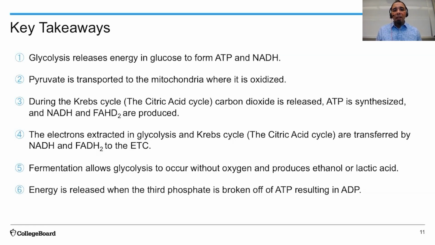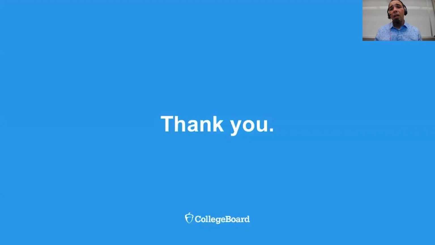The electrons extracted in glycolysis and the Krebs cycle, right, or the citric acid cycle, are transferred by NADH and FADH2 to the electron transport chain. So again, go back, maybe draw the picture and annotate it. Fermentation, again, allows glycolysis to occur without oxygen, and it produces ethanol or lactic acid. And again, if you're kind of curious about what ethanol or lactic acid are, pause the video, maybe put a question in the Zoom chat, or maybe just Google them. And then finally, energy is released when that third phosphate is broken off, resulting in ADP, and you release some energy.